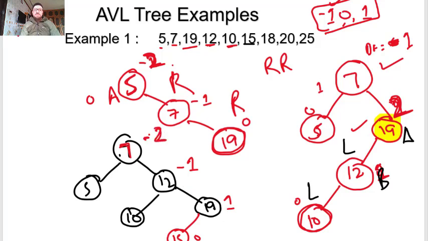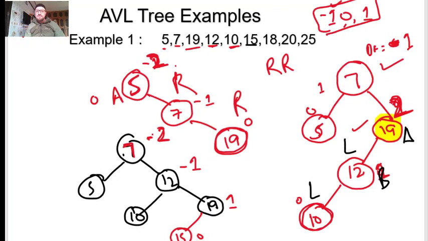So 7 is in a problem. 7 is going to be my A, and this is going to be my B. Because this is A and this is B, when I see the problem, the next node is in the same direction.